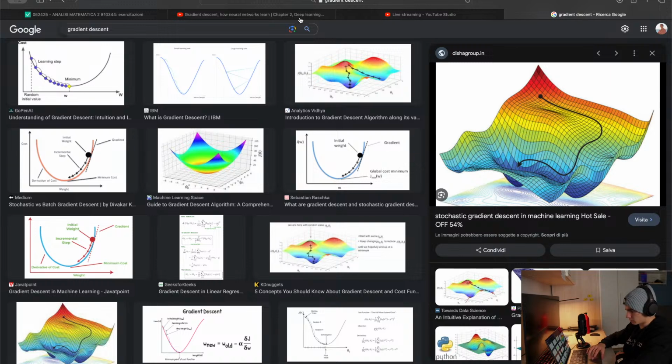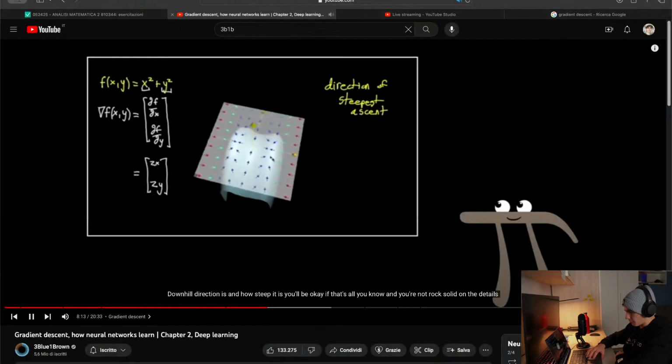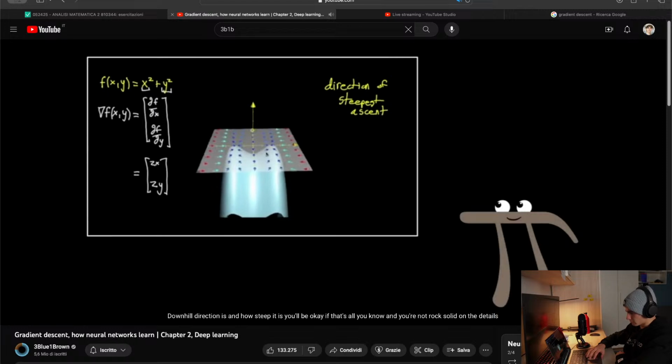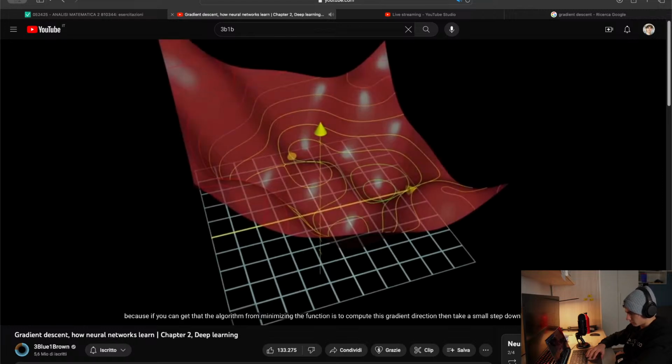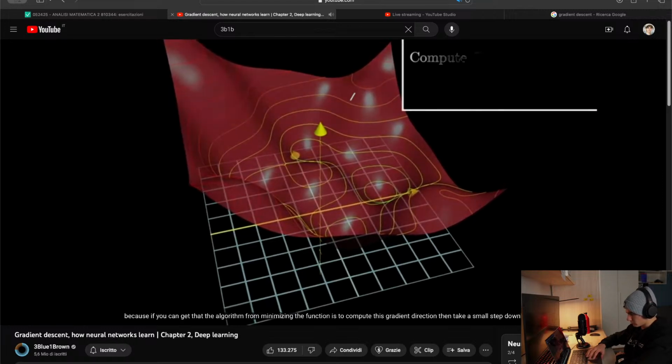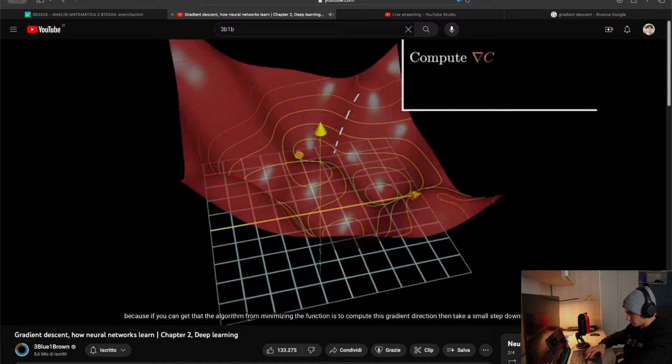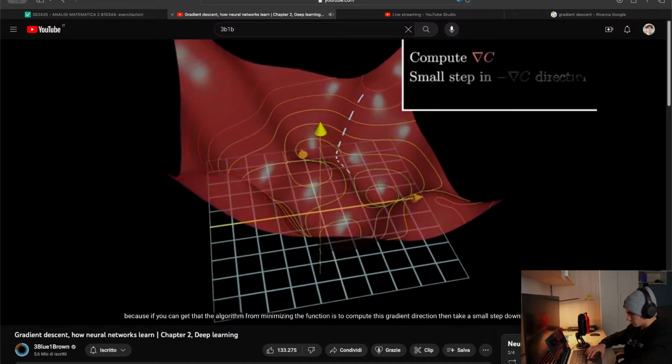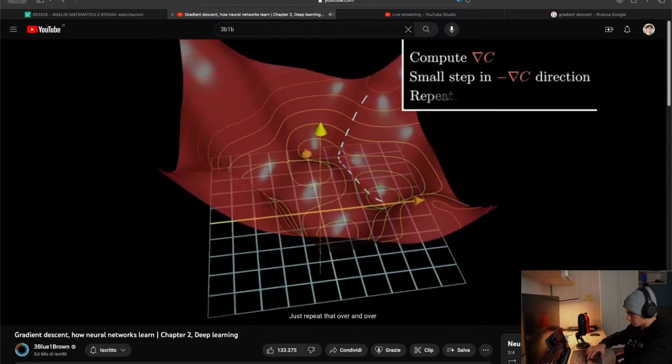You'll be okay if that's all you know and you're not rock solid on the details. Because if you can get that, the algorithm for minimizing the function is to compute this gradient direction, then take a small step downhill, and just repeat that over and over.